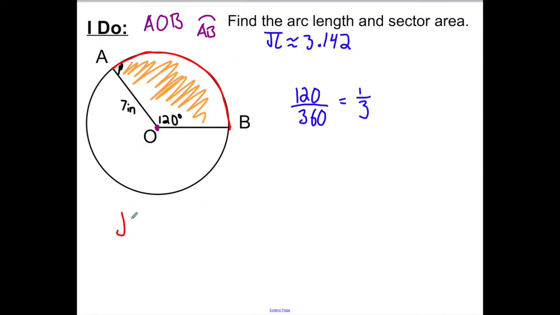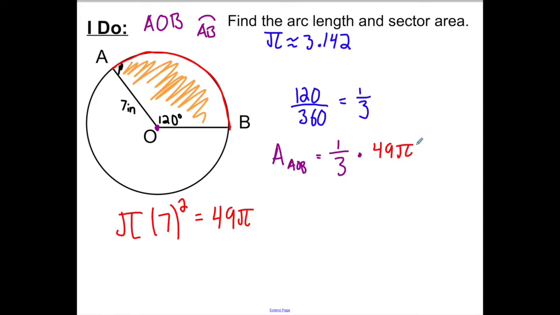If I've got 7 inches as the radius, my area is pi times 7 squared, also known as 49 pi. If this is a third of the total area, then the sector area I'm looking for, the area of AOB, is equal to 1/3 of the total area, 49 pi. In other words, 49 pi divided by 3. If I ask you for an exact answer, that would be acceptable, because 49 is not divisible by 3, so there's no way you can simplify that really.